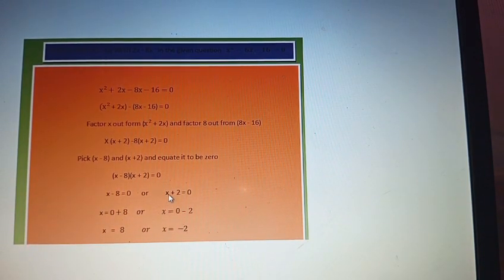Then on the other side, we have s plus 2 equals 0. Whenever a positive crosses the equal sign, it changes to negative, so s equals 0 minus 2. S equals minus 2. This is how to solve a quadratic equation using the factorization method.